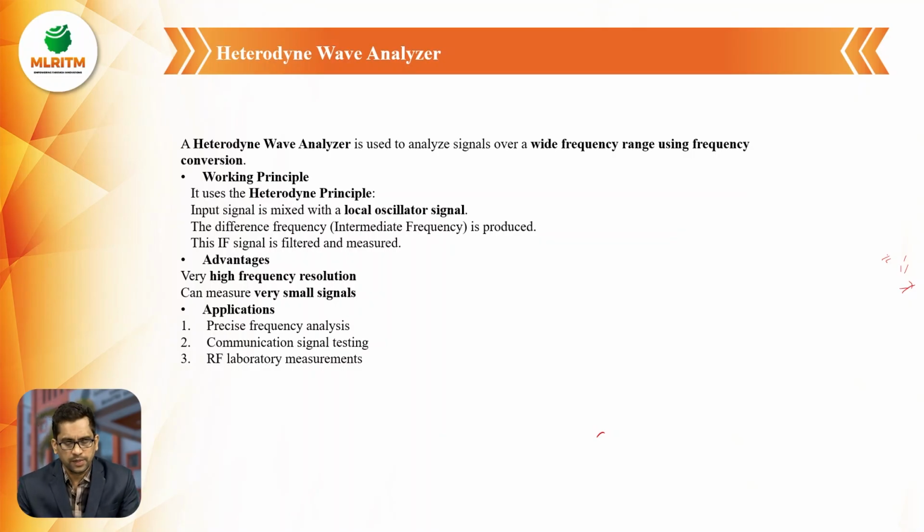What are the main applications of heterodyne wave analyzers? Precision frequency analysis: in a mixed signal, we have to take some particular frequency component and analyze it. In those applications, we use heterodyne wave analyzers. The other application is communication signal testing. In RF and AF signal communications, we have to check the signals before giving the actual signal to the system.